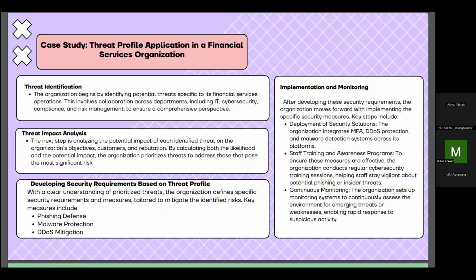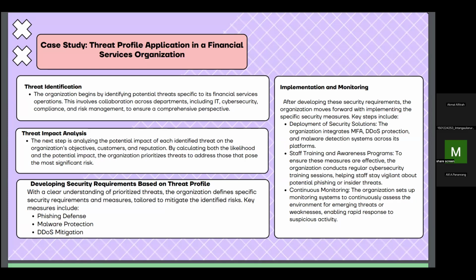Next slide is case study: threat profile application in a financial service organization. The first one is threat identification. The organization begins by identifying potential threats specific to its financial service operation. This involves collaboration across departments, including IT, cybersecurity, compliance, and risk management, to ensure a comprehensive perspective.